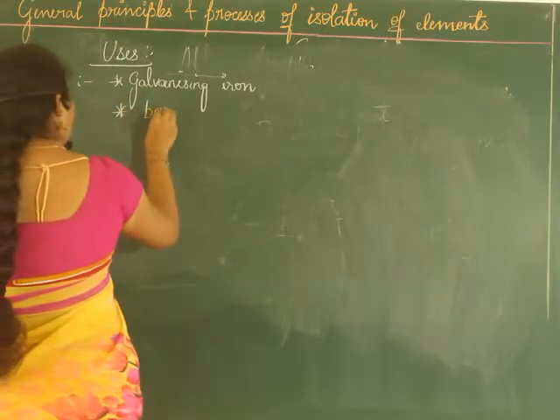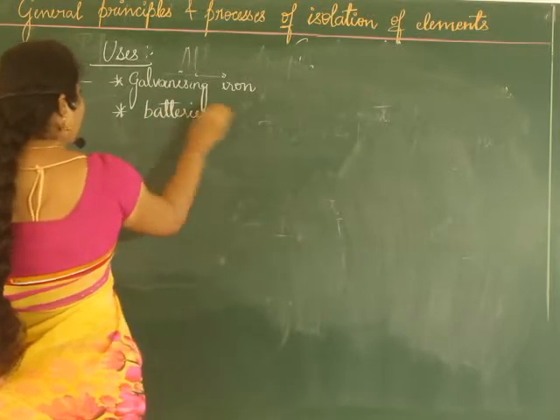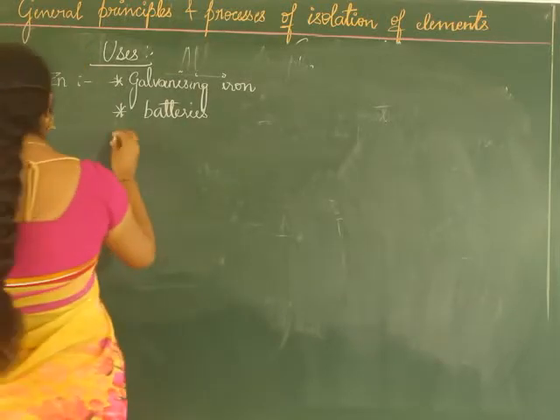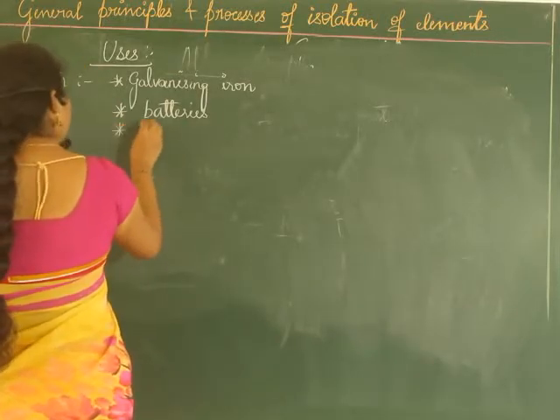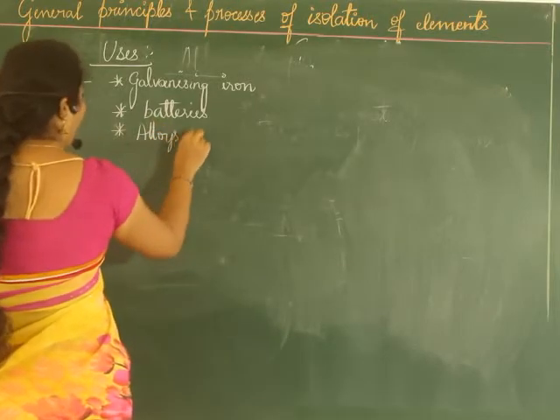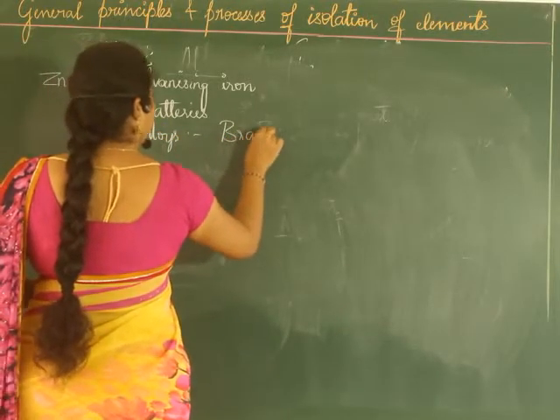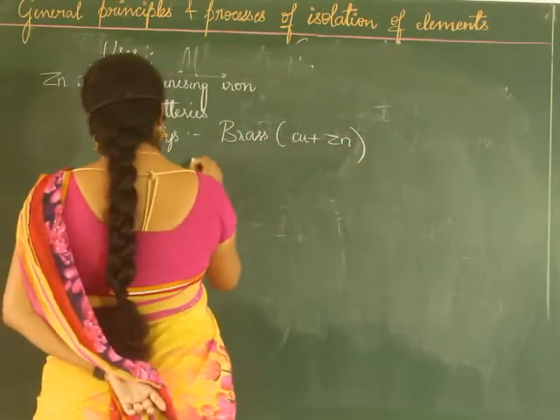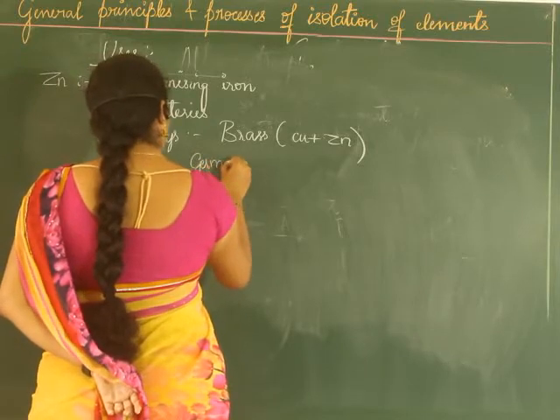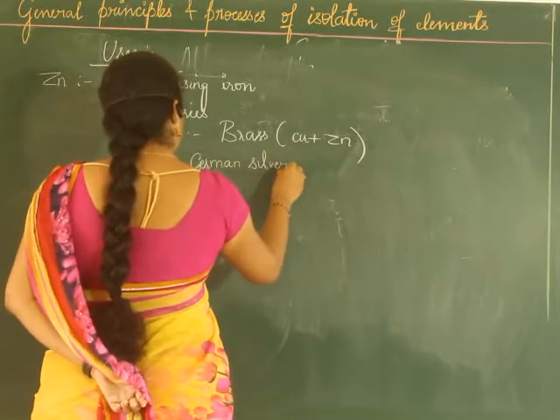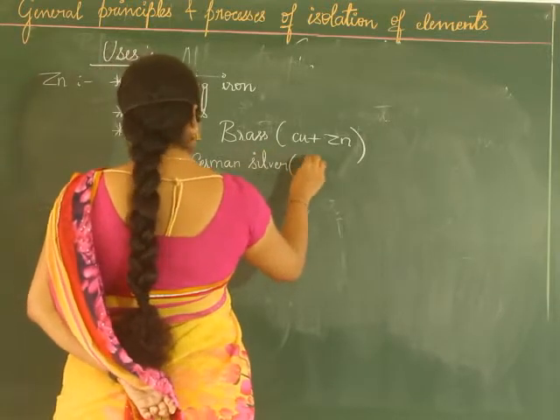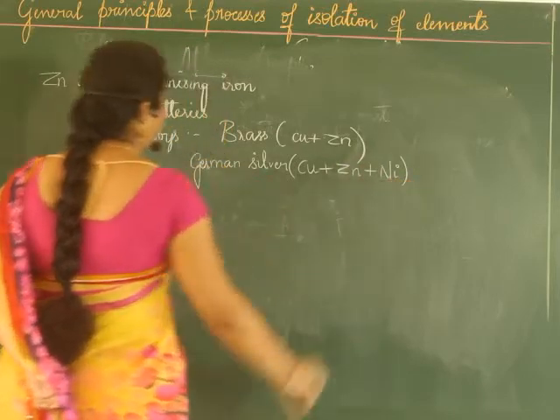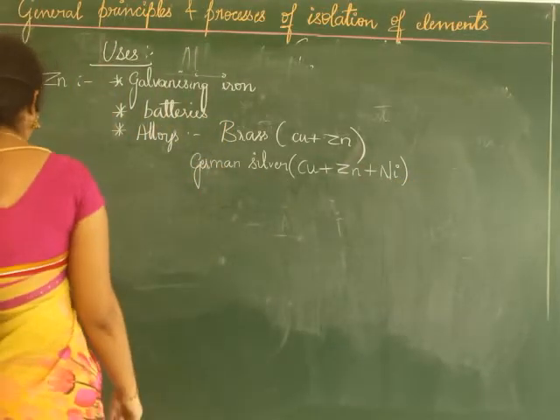Zinc is also used in batteries. Zinc, galvanic cell, it is used. It is also used in alloys. One alloy you however know, in brass, copper and zinc is present, and the other alloy of this is German silver, which is copper, zinc and nickel. It's an alloy made up of copper, zinc and nickel.